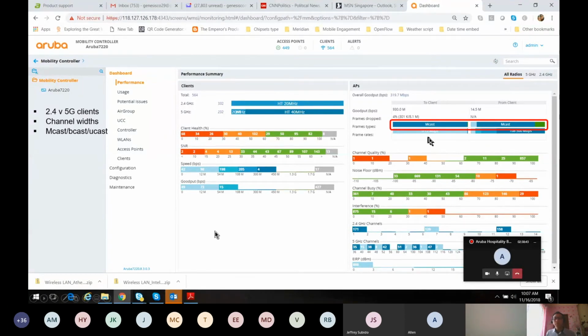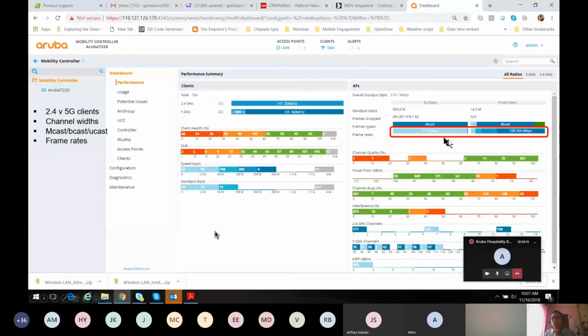Frame rates is another one. You will notice that in the controller we will show light blue for low data rates, dark blue for high data rates. In this case, to the client, there are a lot of low data rates. And this is because of the multicast. Multicast goes out at a minimum data rate, in this case either 6 Mbps for 5 gigahertz, or 1 Mbps for 2.4. And that is the reason why we want to increase or shift up that minimum data rate, because otherwise you're going to introduce a lot of overhead.